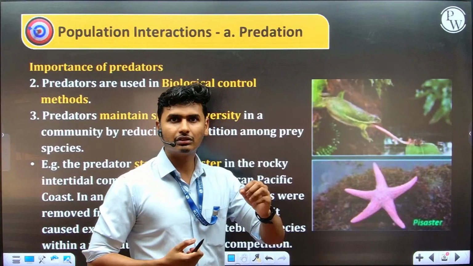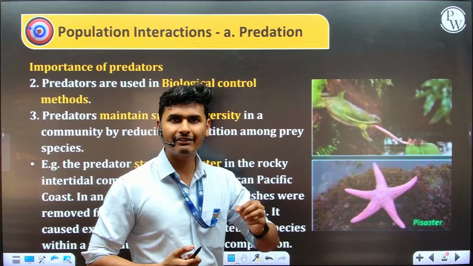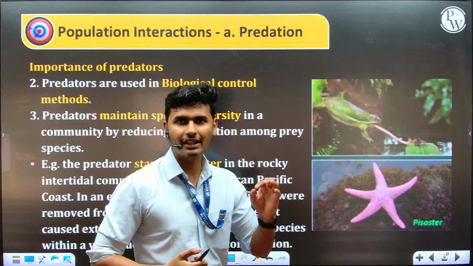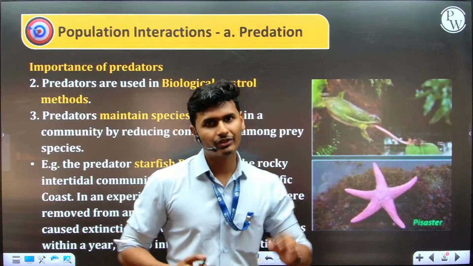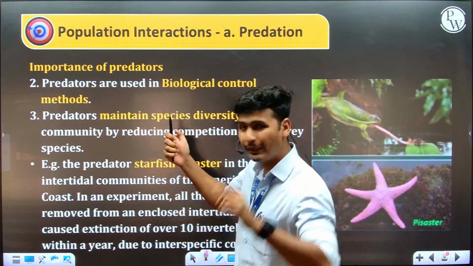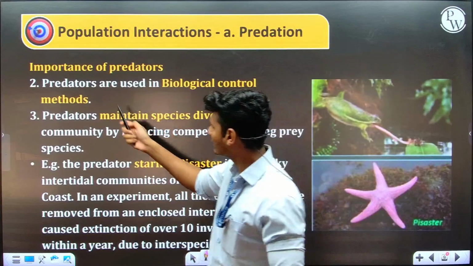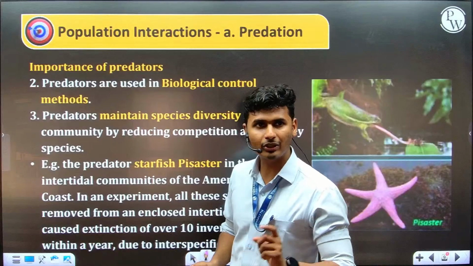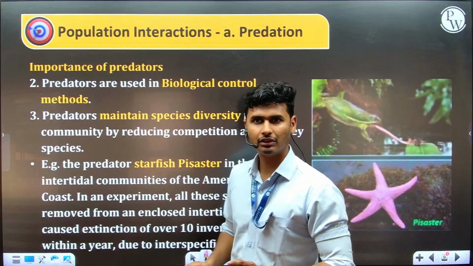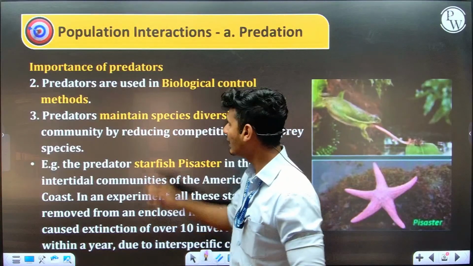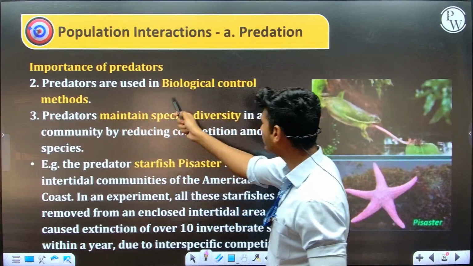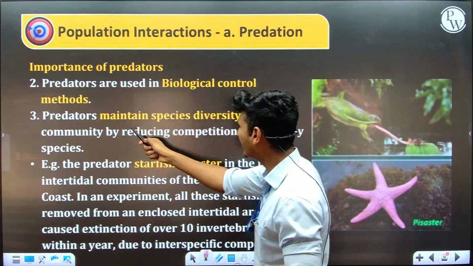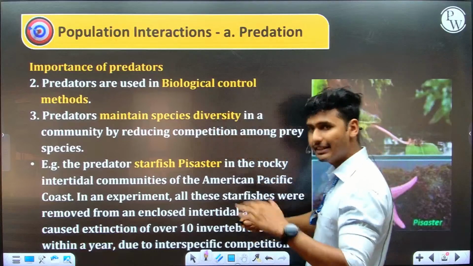So Darwin says survival of the fittest. So prey is important, but predator is also important, because this is nature. Survival of the fittest. Now, predators are used in the biological control method. Predator maintains species diversity, yes.